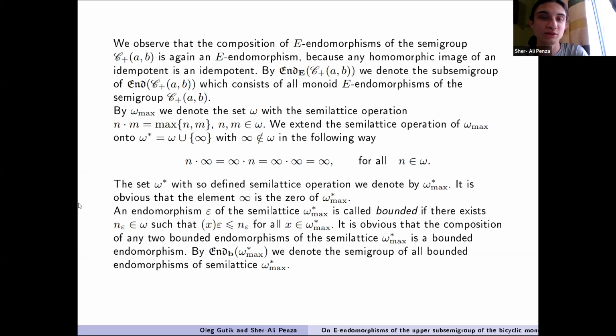An endomorphism epsilon of the semilattice omega star max is called bounded if there exists an n epsilon in omega such that the image of any element in omega star max by the endomorphism epsilon is less or equal to n epsilon. It is obvious that the composition of any two bounded endomorphisms of the same semilattice omega star max is a bounded endomorphism. By this symbol, we denote the semigroup of all bounded endomorphisms of the same semilattice omega star max.